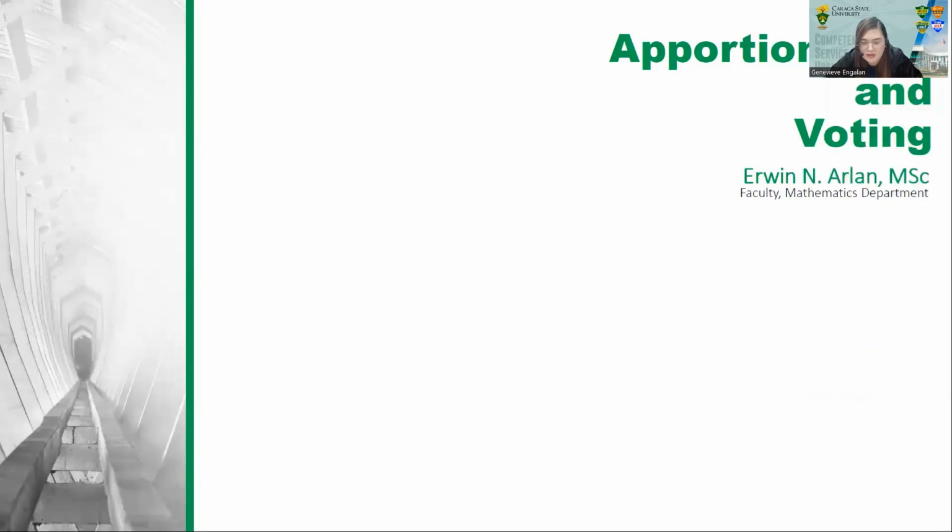We have apportionment and voting. So, this is unit 7. For unit 6, the fees on credit cards are due until Monday, and the quiz is open until Wednesday. The loan fees for unit 6 will also be until Monday.